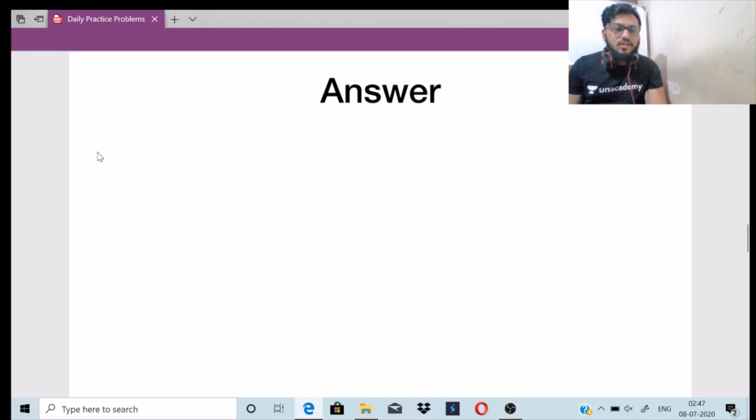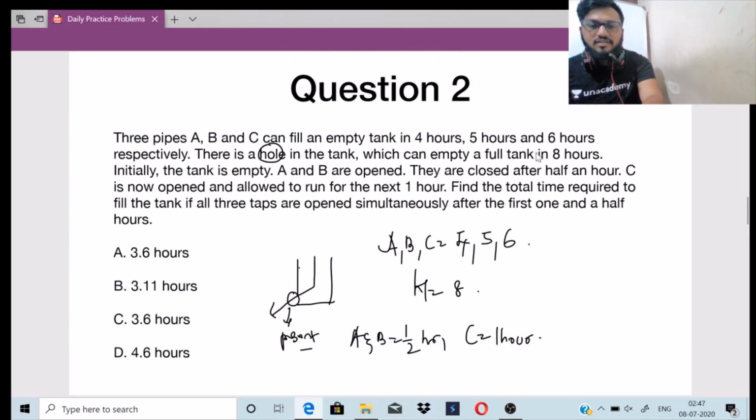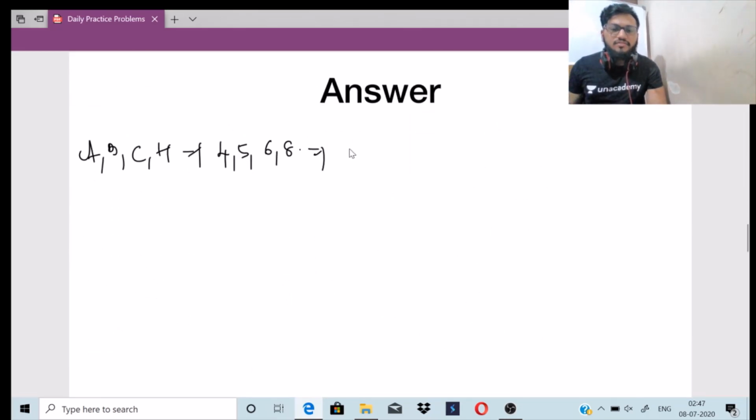Okay, the solution. You know that A, B, C and the hole. What are the numbers given? It is 4, 5, 6 and 8. Yes or no? So what do we do here? We take the LCM of 4, 5, 6 and 8. So the LCM will be 5 into 8 into 3, 40 into 3, 120 units.